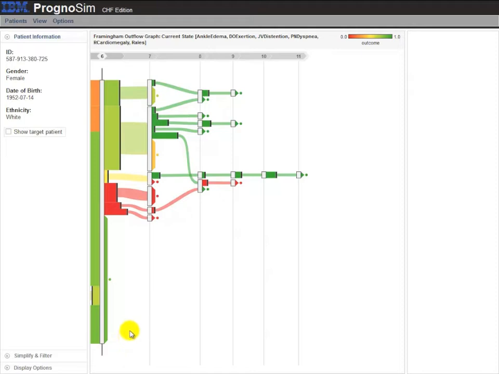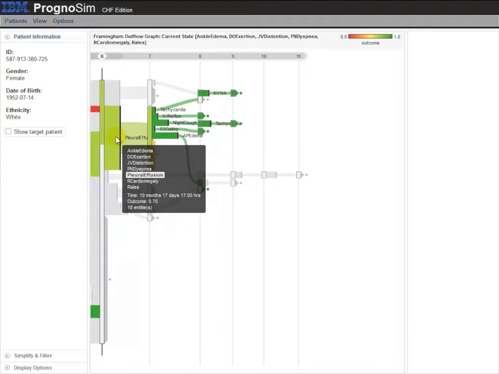Look on the right side. You see that the majority of the patients stop here. But for the people who didn't stop here, the tallest bar, or the majority, is this one.